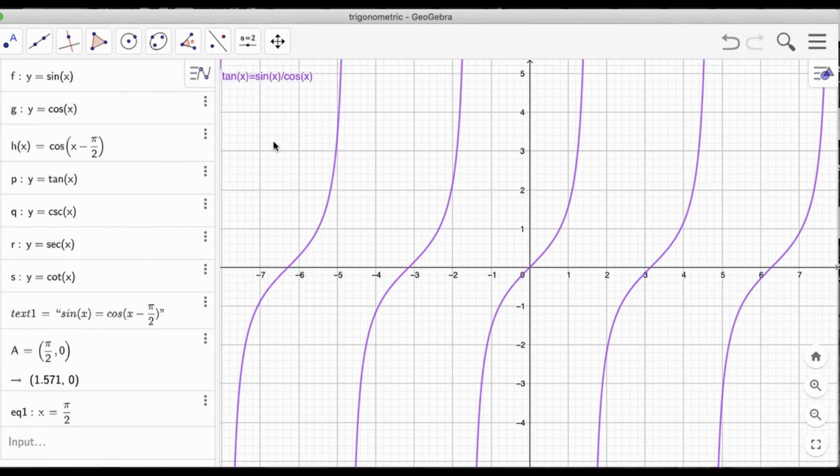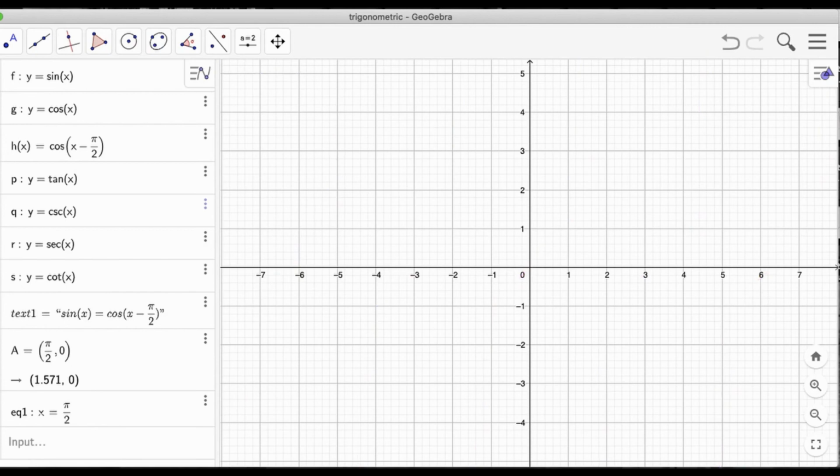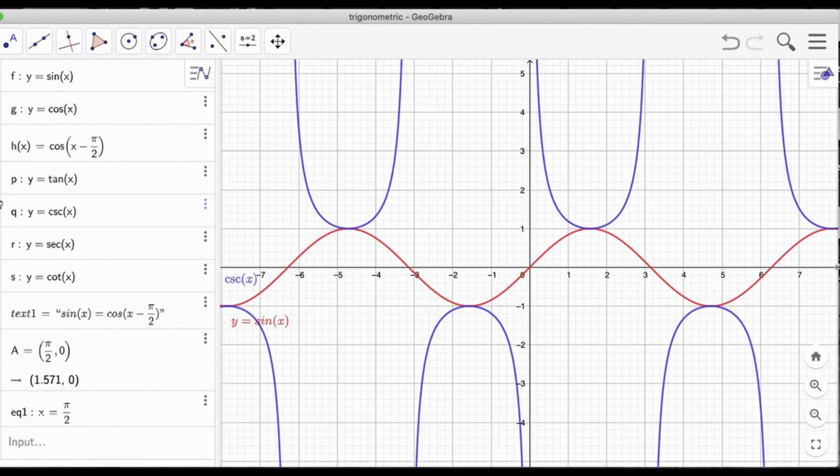As you can see, the tangent is not defined at some points. We also have the reciprocals of these functions. For example, the sine has a reciprocal, 1 over the sine. Here, where the sine is 1, 1 over 1 is 1. Other trigonometric functions, for example, the tangent, which is the quotient of sine over cosine. Here is the graph of the tangent.